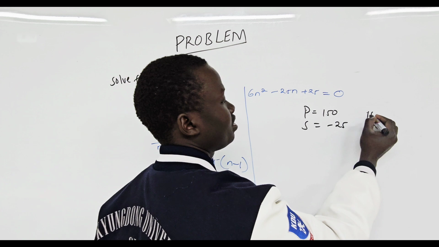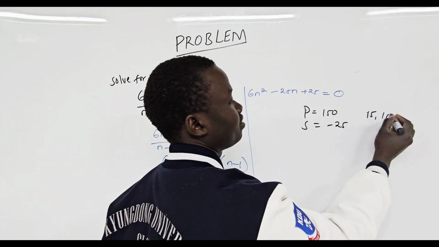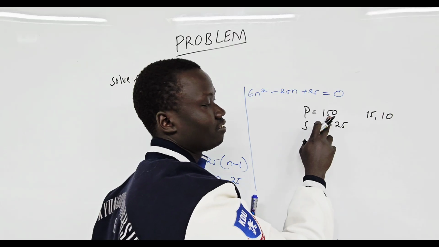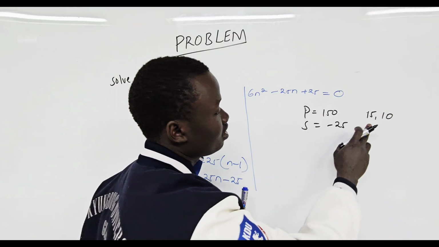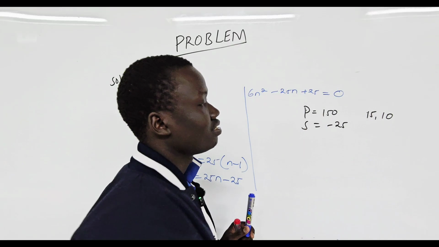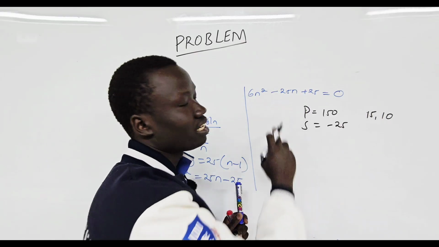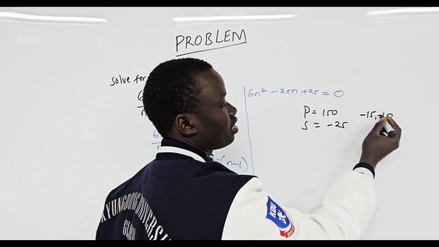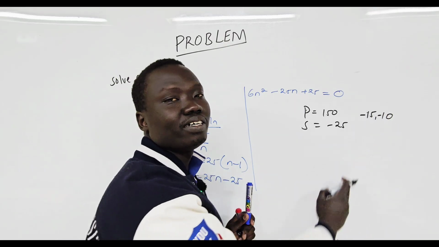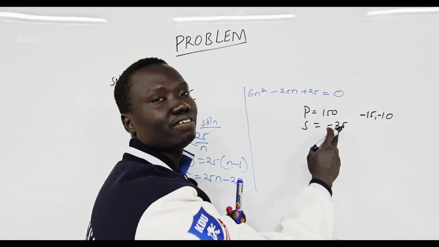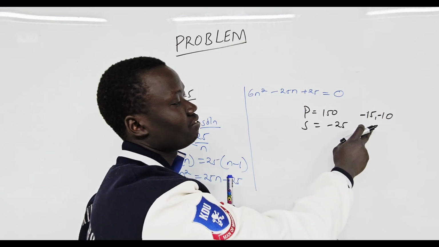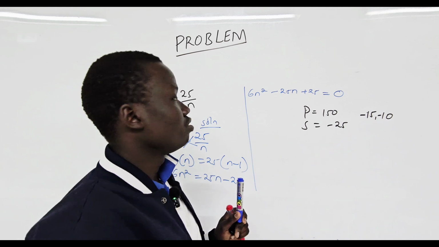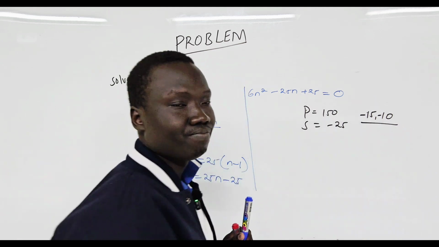Let's take 15 and 10. If we multiply 15 by 10, we get 150. But if we add 15 plus 10, we get 25, and here we have negative 25. So what are we going to do? We are going to make them negative. So negative 15 multiplied by negative 10 gives positive 150, and negative 15 plus negative 10 gives negative 25. That's what we are going to do. So these are the numbers.